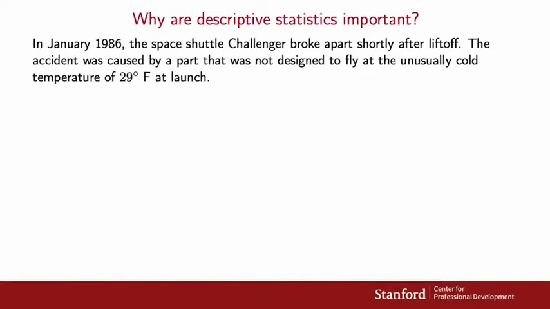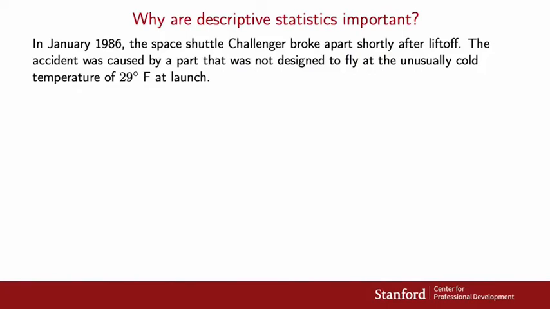In January 1986, the Space Shuttle Challenger broke apart shortly after liftoff. This accident was caused by a part that was not designed to fly at the unusually cold temperature of 29 degrees at launch. This was actually discussed by the engineers before the launch. Well, let's look at the data.